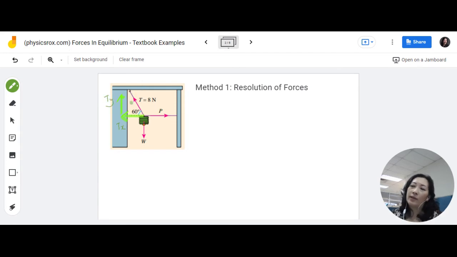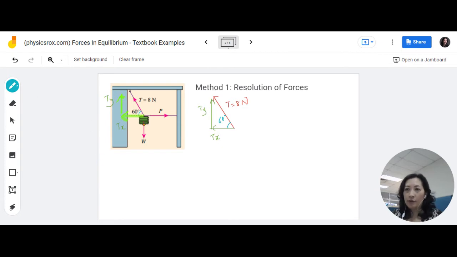Now we're going to resolve Tx and Ty, and I'll draw it outside here in the Jamboard so that it's a lot more visible and easier to determine the values of Tx and Ty. We have T at 8 Newton over here, with Tx and Ty. T is acting at 60 degrees from the horizontal.